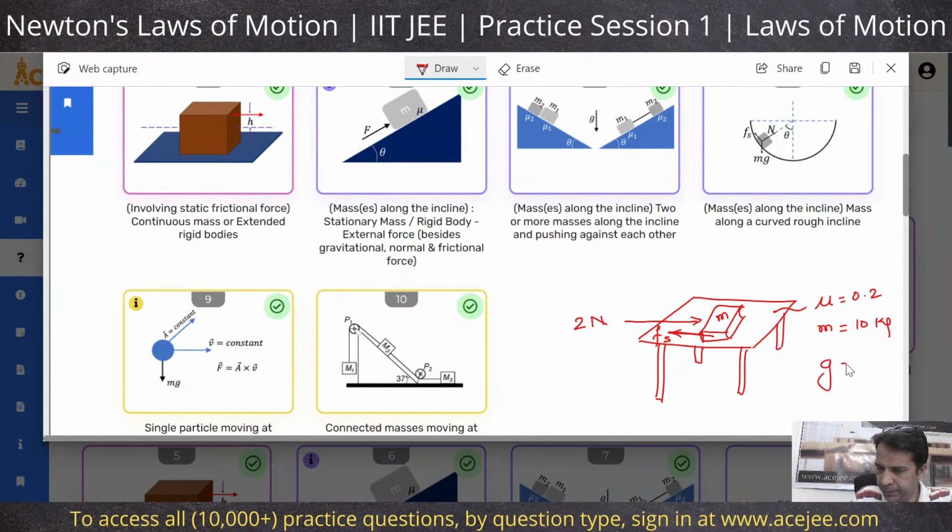Assume g to be 10, not really 9.8. So if you apply 2 newtons, what will be the frictional force? So still 2 newtons. If you apply 3 newtons, so 3 newtons, assuming that the coefficient of static friction is equal to the coefficient of kinetic friction. What will be the frictional force, Peter? So 3 newtons.